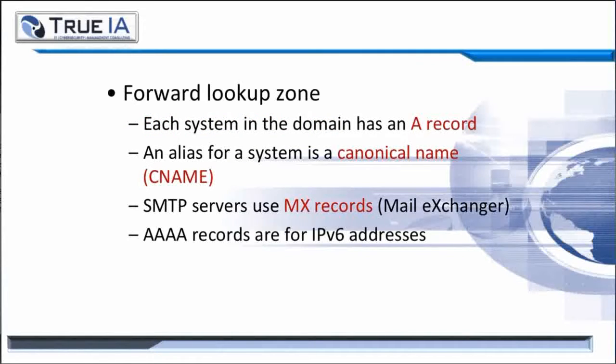Each system in the domain has what's called an A record. The alias for a system is, simply put, the CNAME. For SMTP services or email, you'll notice MX records. And with the advent of IPv6, you'll see Quad A records.